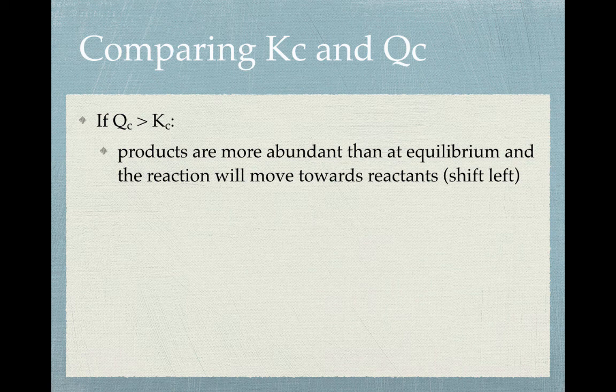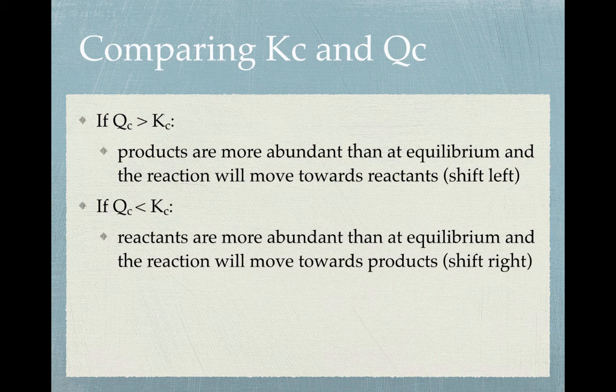So let's take a look and see how we do that. If we calculate a value for Qc and it's greater than Kc, that indicates that the products in the numerator are more abundant than they should be at equilibrium. And that means that the reaction needs to move towards the reactants, or it needs to move to the left in order to reach equilibrium. Vice versa, if Qc is less than Kc, that means the reactants are more abundant than they will be at equilibrium, or you can think of it as we don't have enough product to reach equilibrium. And so that means that the reaction is still moving in the forward direction in order to reach equilibrium. So we would say that that reaction is shifting right. And if we find that our value for Qc is equal to Kc, well, that means that our concentrations are in fact equilibrium concentrations and the reaction is at equilibrium.